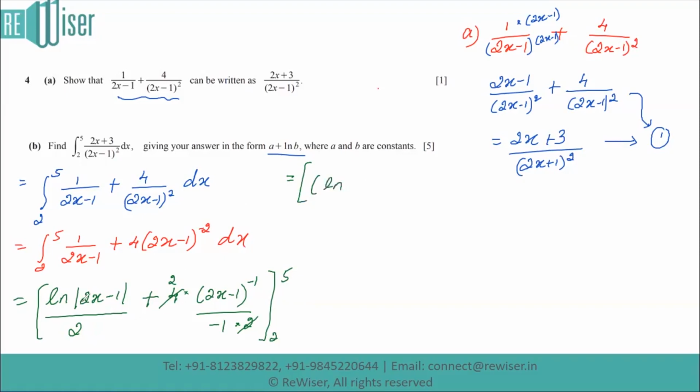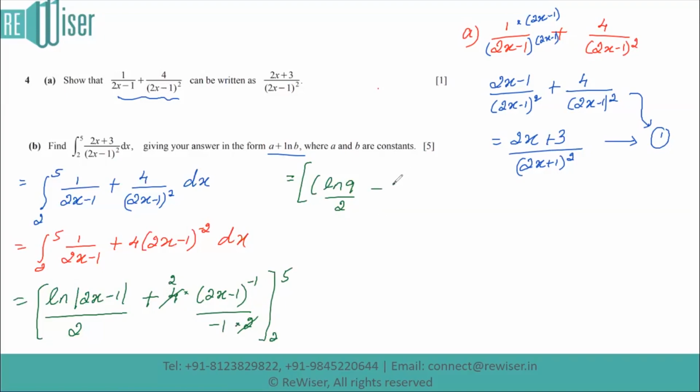ln of 2 times 5, which is 10. 10 minus 1 is 9. So ln of 9 over 2. Then plus, oh, this has to be minus. I'm just subtracting it. I'm just dividing it with over minus 1.